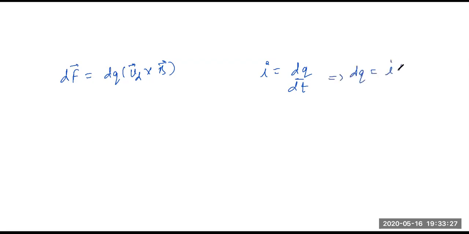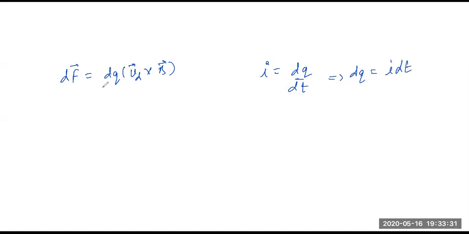F can be written as dF, which is dq into vd cross B. Simple. I can be written as dq by dt. Yes or no? So dq can be written as I dt.